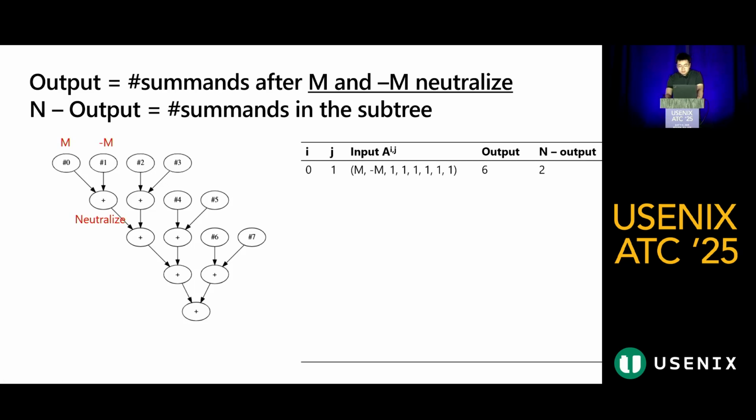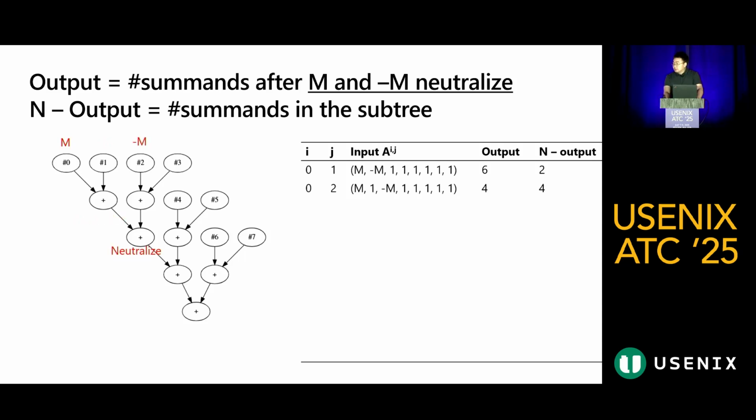In this table, we use I and J to denote the indices of M and negative M. In the input, we know that the operation M plus negative M corresponds to the lowest common ancestor of nodes I and J in the summation tree. And the number of leaf nodes under the LCA equals n minus the summation output. Based on this finding, our approach enumerates I and J, collects the output for the corresponding input, and infers the size of the subtree rooted at the LCA of nodes I and J.